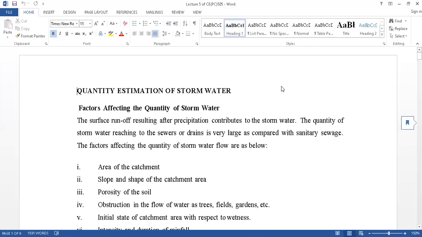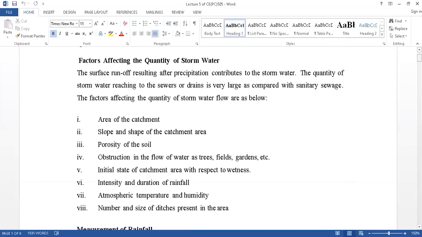Now let us see the factors on which the stormwater flow depends. So we'll discuss the factors which affect the stormwater flow. There are 8 factors. One by one I am describing. The first one is the area of the catchment. Catchment means the area where the rainfall occurs. So definitely rain falls in the catchment area. Area of the catchment has an impact on the stormwater calculation. The more the area of the catchment, the more stormwater will flow. The less the area of the catchment, the less stormwater will flow.